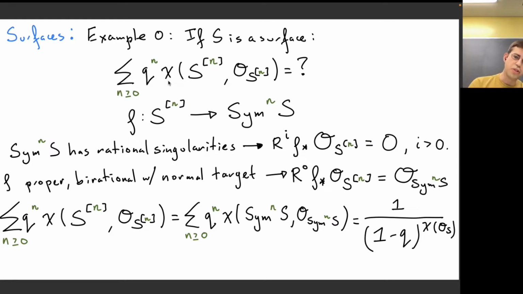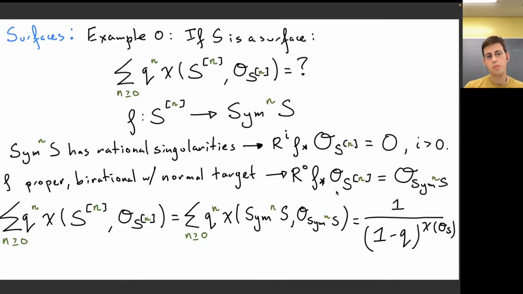Moreover, the Hilbert-Chow morphism is proper, birational, and the symmetric power is normal. And that tells me that for the pushforward, its zeroth cohomology, I just recover the structure sheaf of the symmetric product itself. And so if I want to compute the Euler characteristic of the structure sheaf of the Hilbert scheme, that's the same as computing the Euler characteristic over the symmetric product of the structure sheaf of the symmetric product. And by the exact same argument as on the previous slide, that's 1 over 1 minus q raised to the power of the Euler characteristic of the structure sheaf of the surface itself.